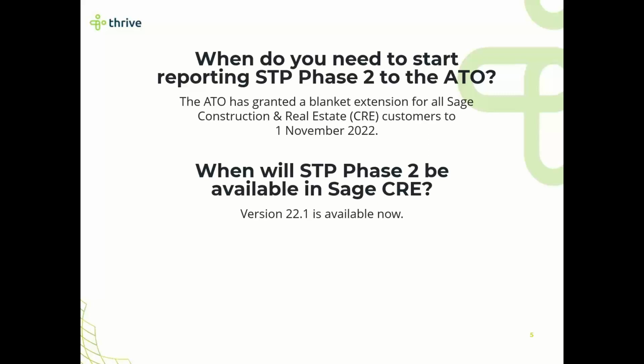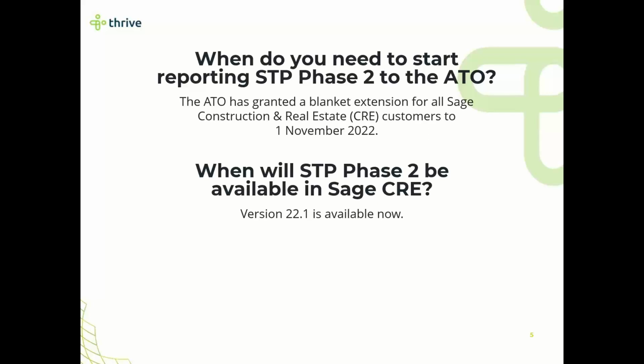Now, having said that, the ATO has granted a blanket extension for all Sage CRE customers to the 1st of November. So you've actually got some extra time to get all your setup and testing done. You don't have to rush into it. If your upgrade is going to be a little bit more tricky and needs extra time, there's no panic. There's time to get it all done and be ready to go by the 1st of November.